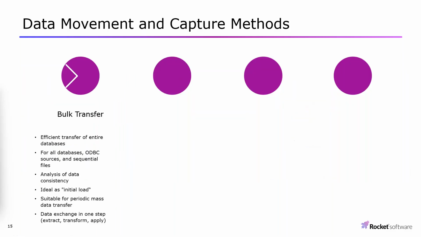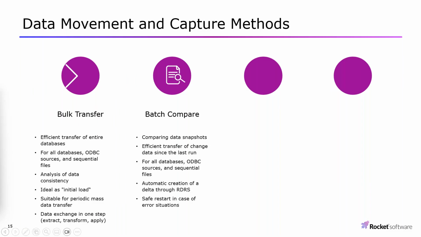So the capture methods, as I mentioned, start with bulk transfer. This is your one-off load. You wouldn't want to bulk transfer every night if you have transactional data that you were sending over, so this is ideal for your initial load. And then you've got something called batch compare, which is quite nice. If you do a lot of system testing, you can do a before and after image, and you can get the deltas.